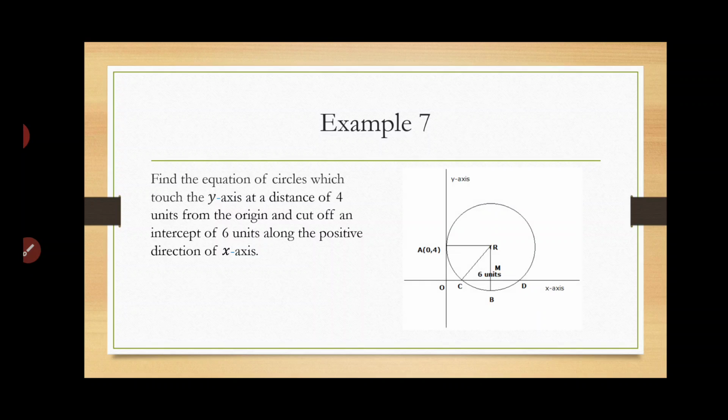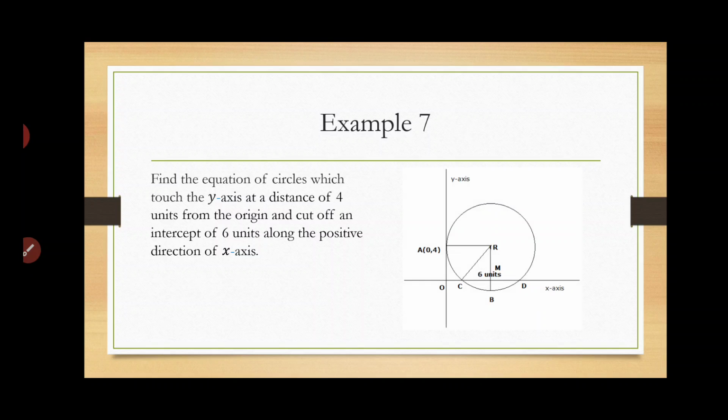In the figure, CD is the intercept, that is the distance between the two points of intersection of the circle with the axis. If it is the x-axis, then it will be on the x-axis. If it is the y-axis, it will be on the y-axis. So this is the figure of the problem given.